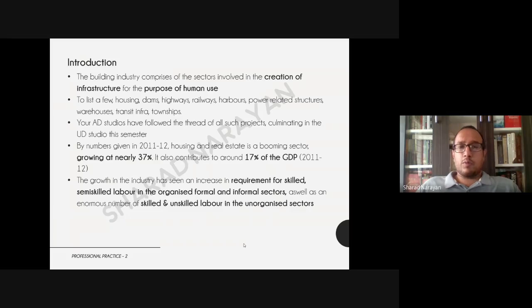In the organized formal and informal sectors, we have basically the part of the industry that creates design, that creates innovation, and the informal sector is basically that which brings the innovation to some form of fruition. Then skilled and unskilled labor which is required in the unorganized sectors. Unorganized sectors are basically those parts of the labor industry which cannot be easily documented and do not come under a particular ambit when it comes to taxation, when it comes to classification of labor, so on and so forth.